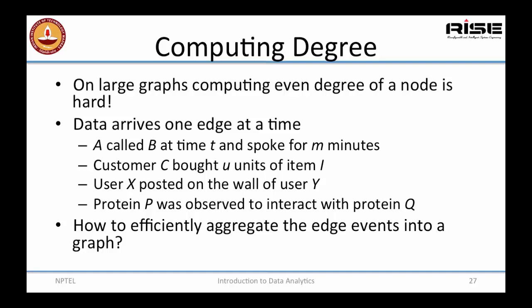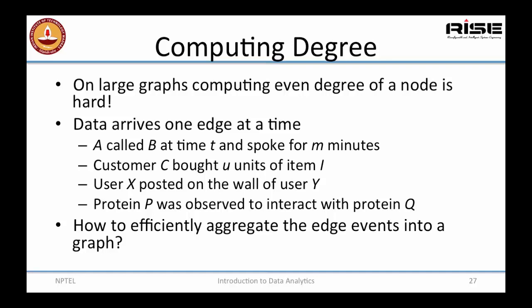Suppose I'm trying to build a graph of who called who. So I'm going to get things like A called B at time t and spoke for m minutes. That's an event that will arrive to me after the call has finished. So at no point in time do I have all the calls of A stored in some place, and I'm just going to find the degrees. It's not like a single graph that's already been constructed for me.